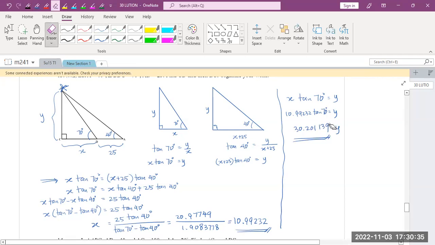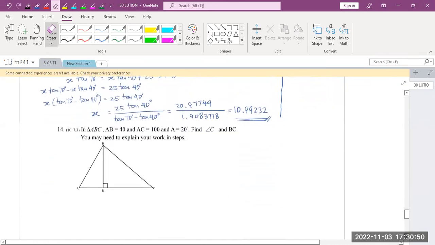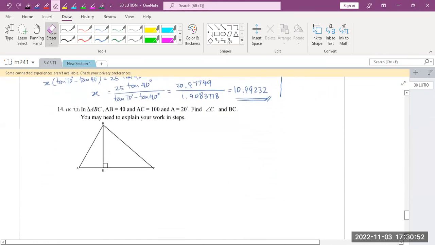Round to 5 decimal places, just make it 1. Okay. Let's go on. Number 14. I think this is the last question.